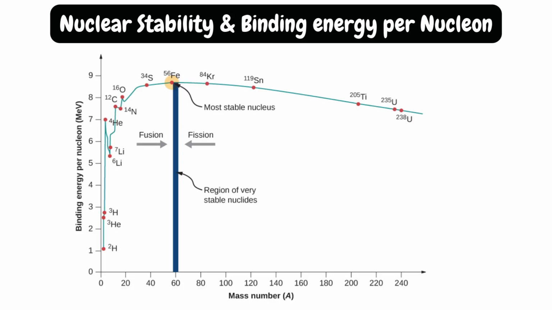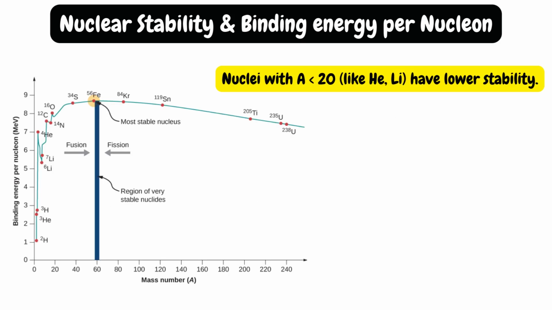And this idea leads us to one of the most important graphs in all of nuclear physics, the binding energy curve. It looks a little complicated, but it's pretty straightforward. Along the bottom, you have the mass number. That's the total count of protons and neutrons. And up the side, you have that binding energy per nucleon we just talked about. This curve is basically a roadmap to nuclear stability. Let's break down what we're seeing here.